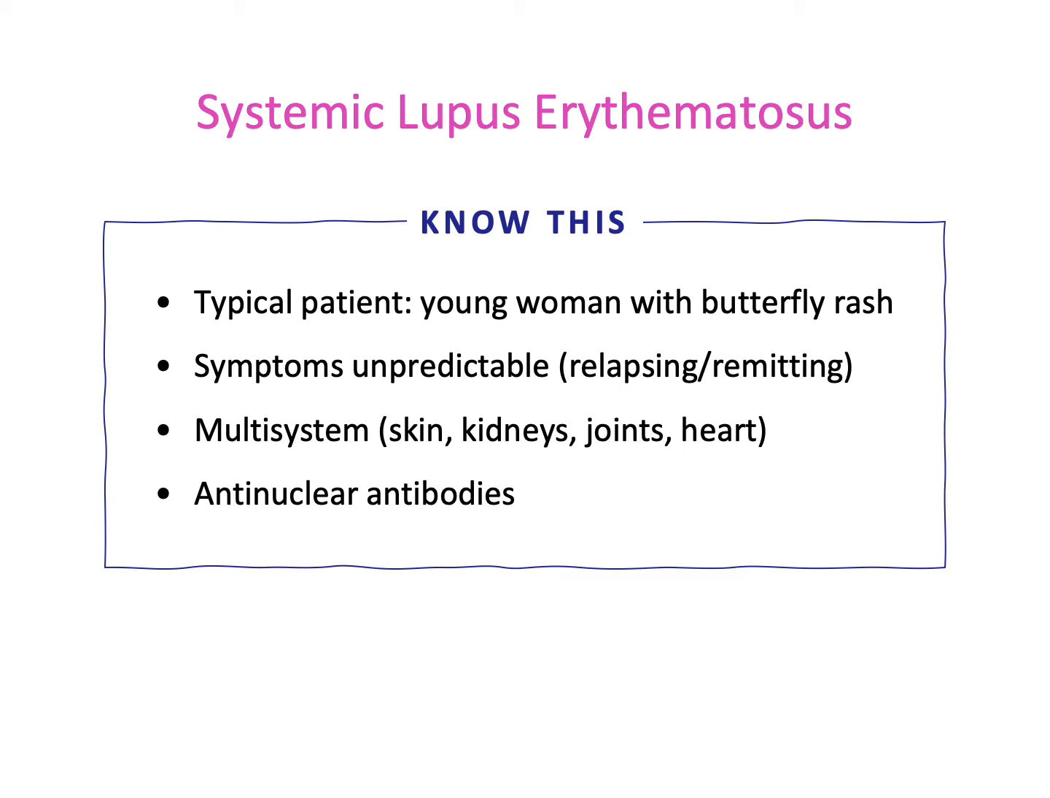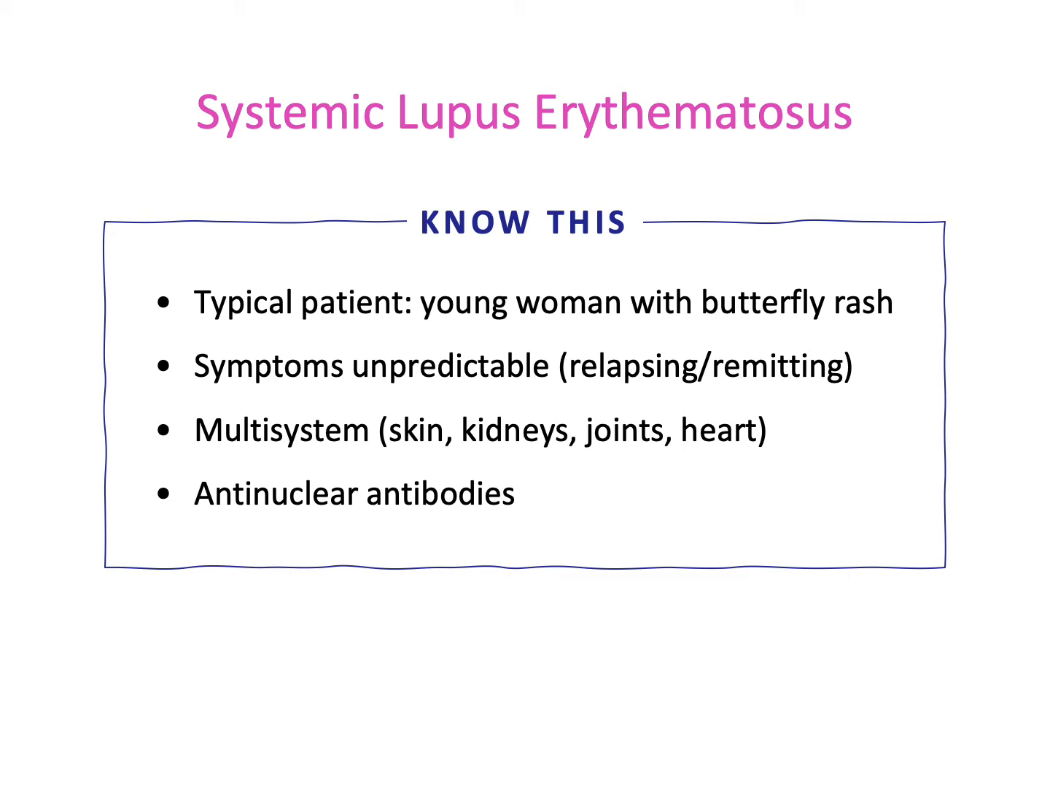You can get everything from renal failure to pleuritis, which is an inflammation of the pleura, to pericarditis, inflammation of the pericardial sac, joint pain, every organ system. But this would be the most common thing, a young woman with a butterfly rash, which is that skin rash that goes across the nose and involves the cheeks.